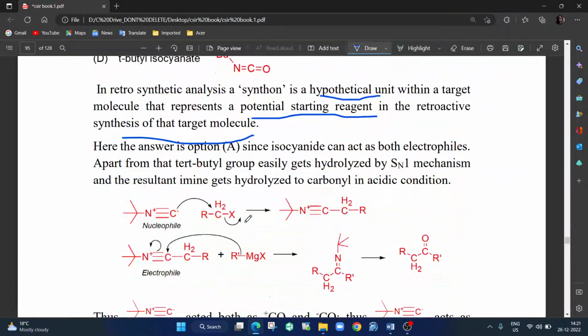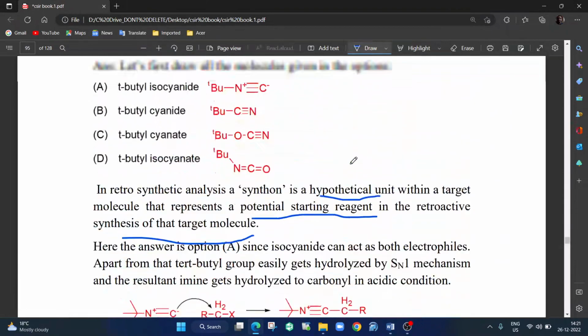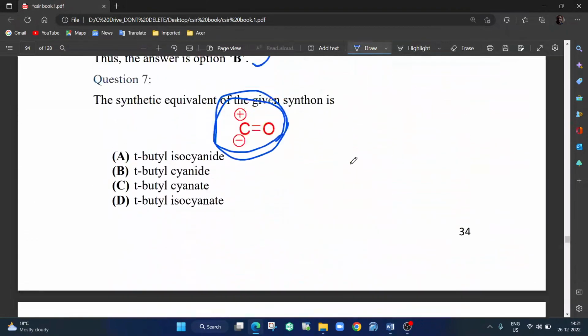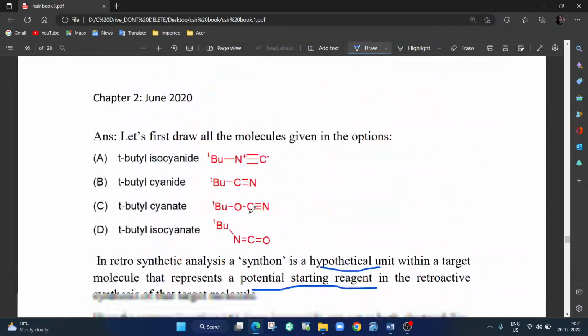And this leaves. Also, if you take something like negative RMgX, this can attack this carbon, and this nitrogen you can see very clearly has a positive charge, so this will go and attack here like that. So that means once you hydrolyze, all this will go off and you get back C double bond O. So you are having species where carbon has both positive and negative polarity. Thus the answer is option number A.